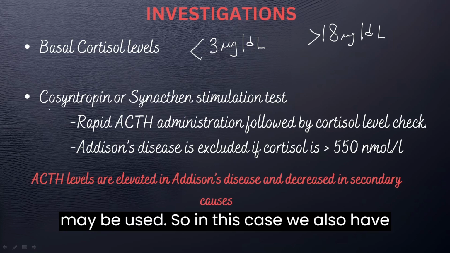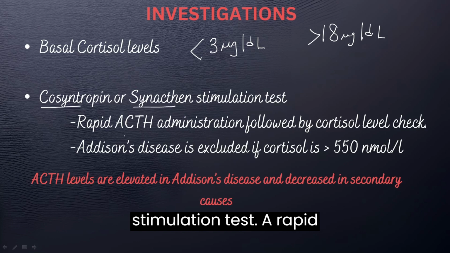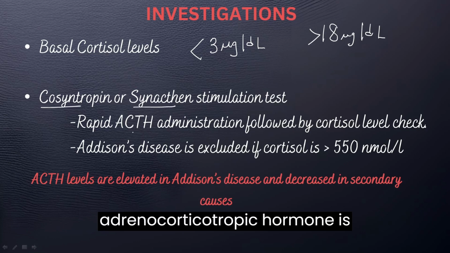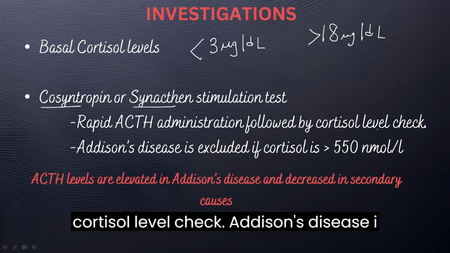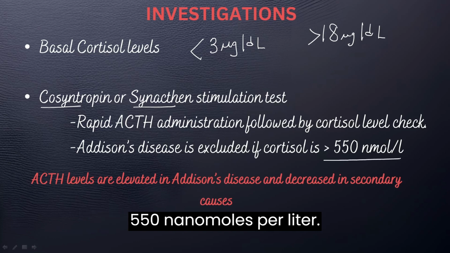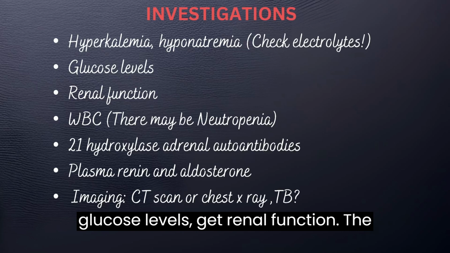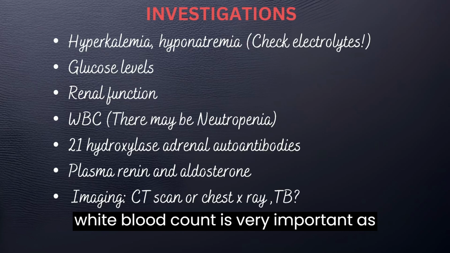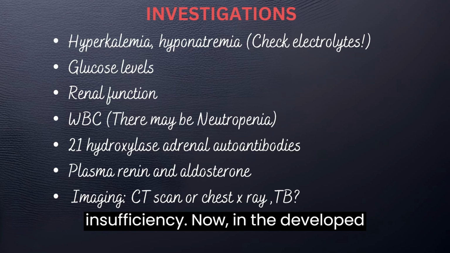So in this case, we also have the cosyntropin or Synacthen stimulation test. A rapid adrenocorticotropic hormone is administered, and this is followed by a cortisol level check. Addison's disease is excluded if cortisol is greater than 550 nanomole per liter. So you'll like to check the electrolytes, glucose levels, and get renal function. The white blood count is very important as infection may be a cause of adrenal insufficiency.